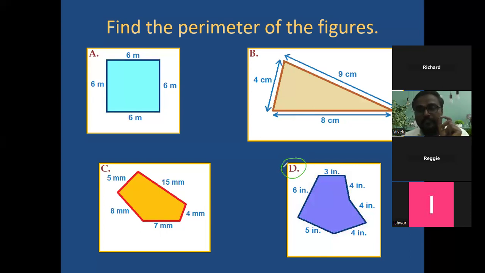Now, let us move ahead to shape D. Can you please give me the perimeter for shape D? Solve it accurately and slowly. Whenever you get some answer, please put that in the chat box. Go ahead, guys. Come on. After we solve these easy questions, I'm going to tell you the formulas for this as well. So Jacob has already answered. Very good, Jacob. Come on, Reggie, Richard, waiting for your answers, guys.